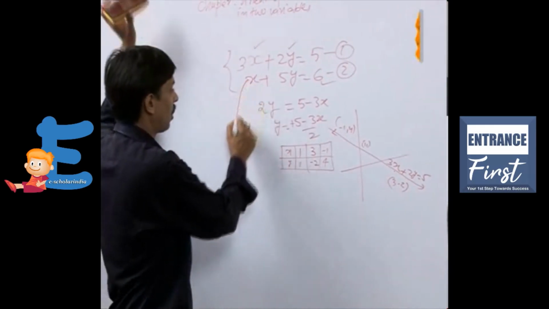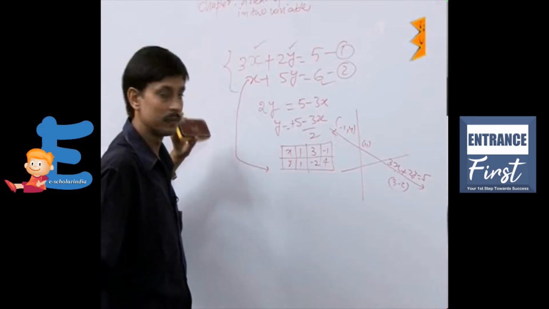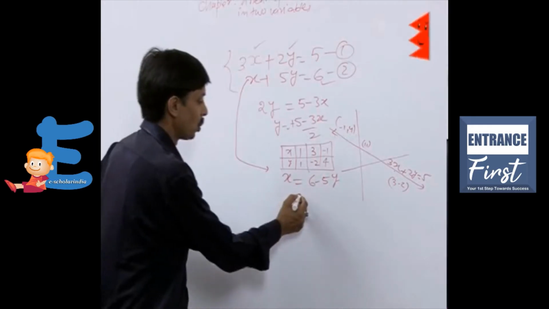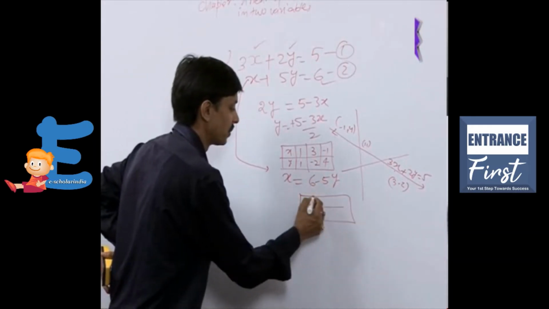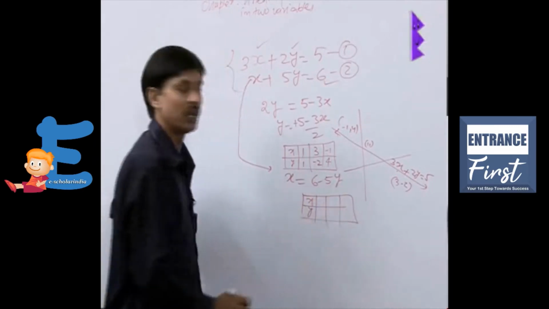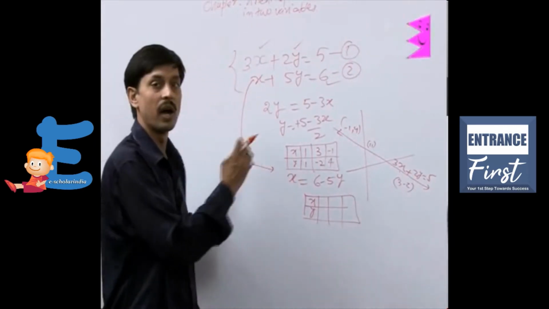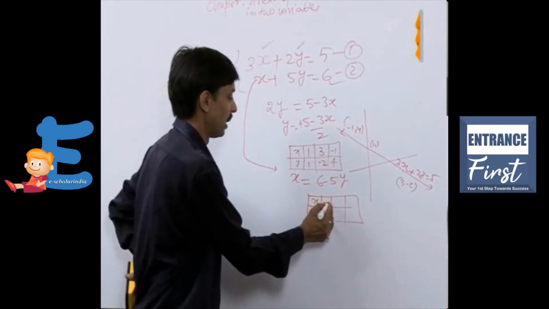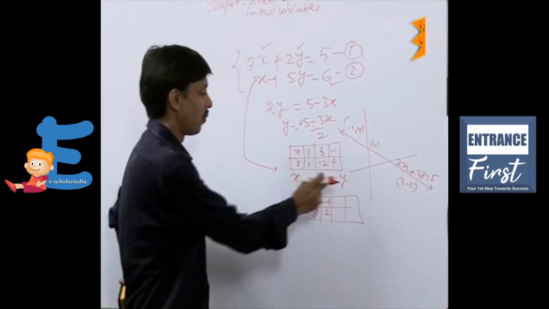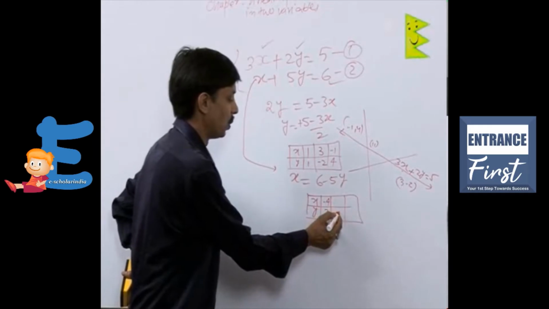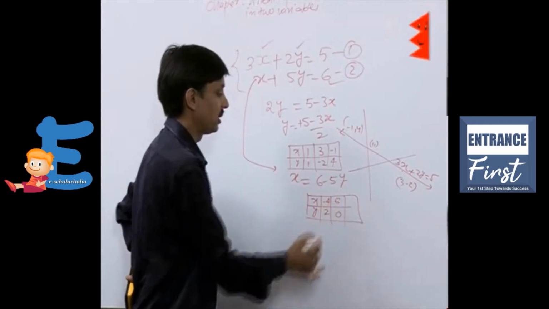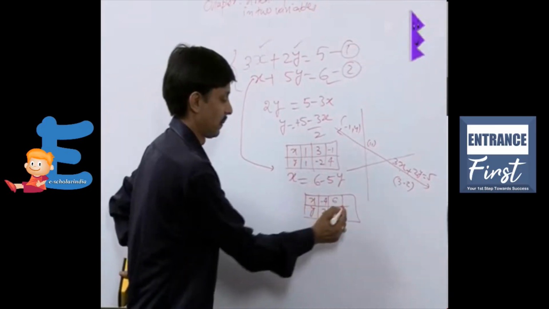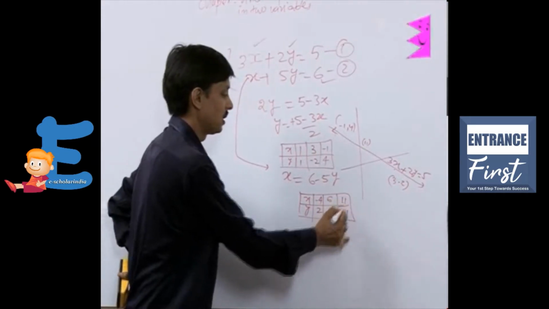Similarly, we have to make a table for the second equation. It is like x is equal to 6 minus 5y. So if we go for finding a set of points to plot the graph, if I take the value of y as 2, then 5 twos are 10, this will be minus 4. Suppose I am taking y as 0. If y is 0, then x is 6. Suppose I am taking y as minus 1. If y is minus 1, then x is 11.